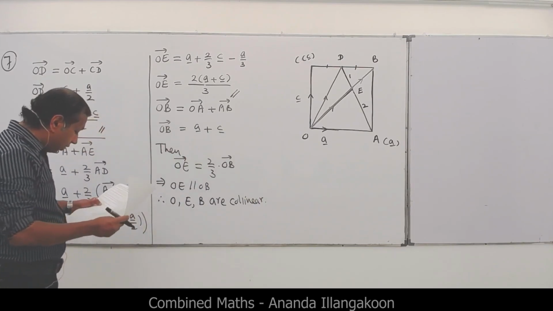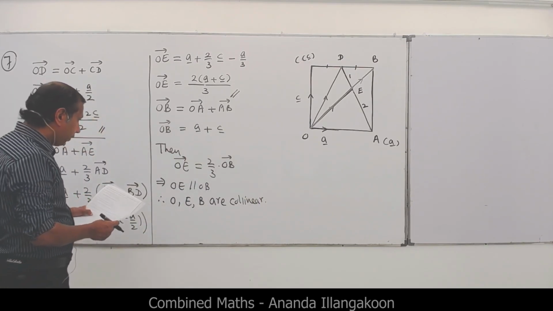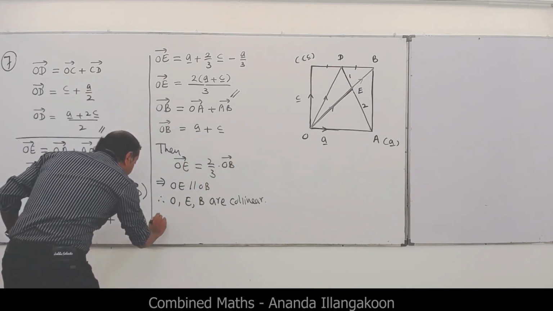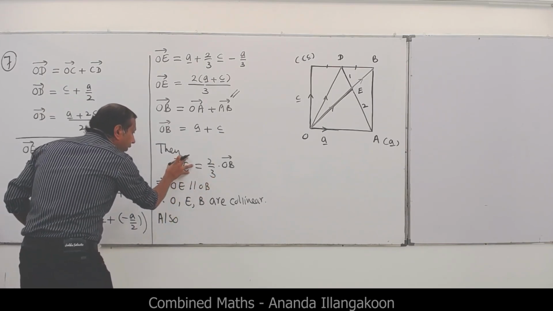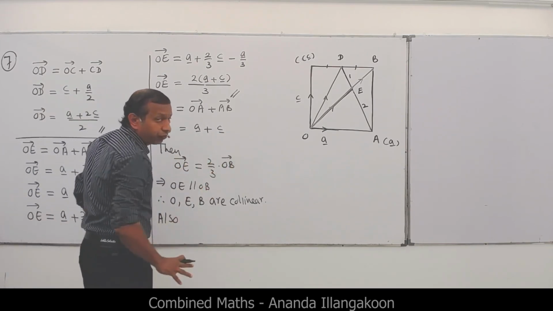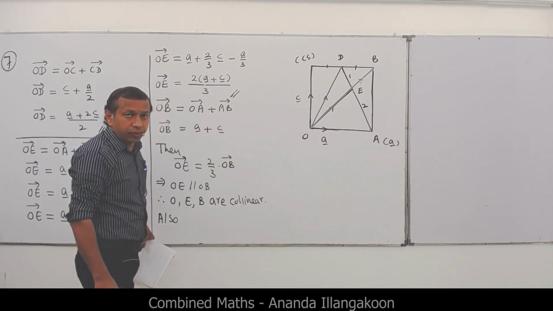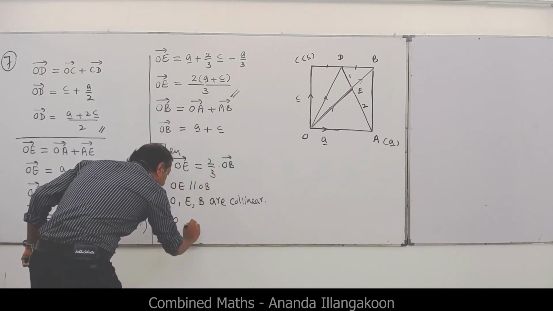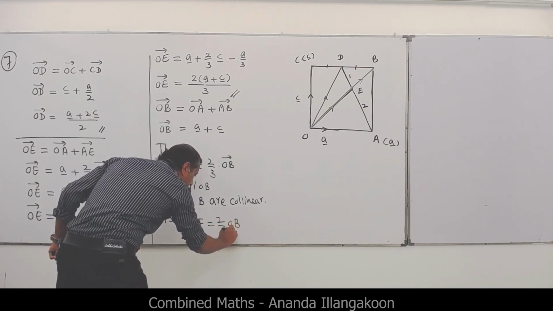Now also asking next one there, OE:EB ratio, right? Now when these two vectors are equal, we can write this way. When these two vectors are equal, we can take the modulus of the left hand side and right hand side. When two vectors are equal, sizes are also equal, no? Right. So then also we have what? By this we can write OE length is equal to 2/3 OB length.